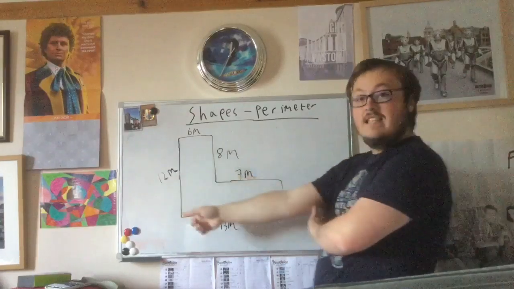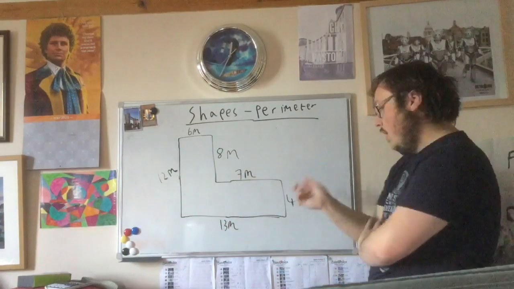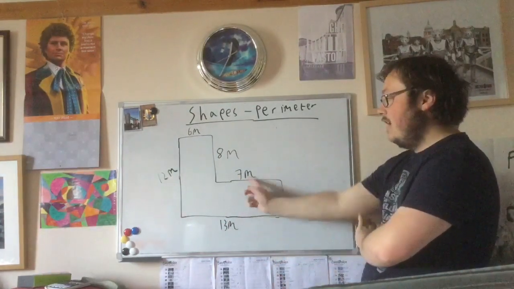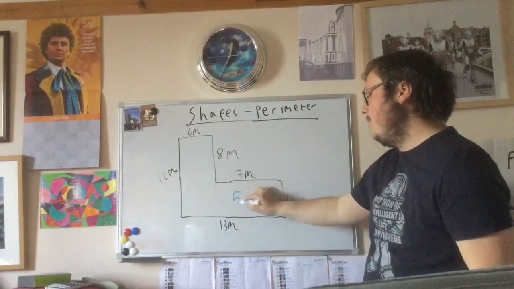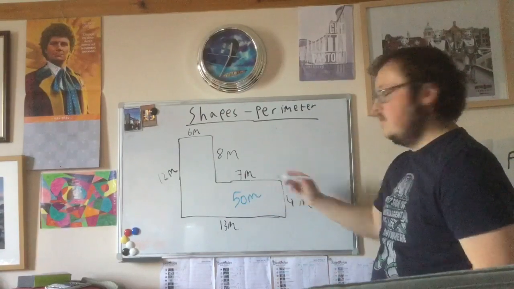Now we can find the perimeter. 6 and 12 is 18, add 13 is 31, add 4 is 35, add 7 is 42, add 8 gives you 50 meters.